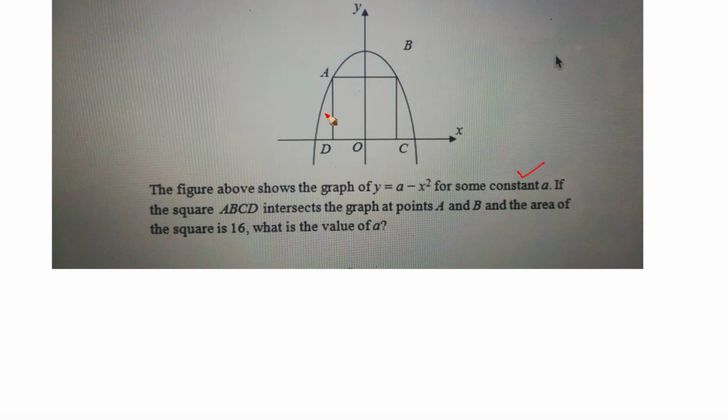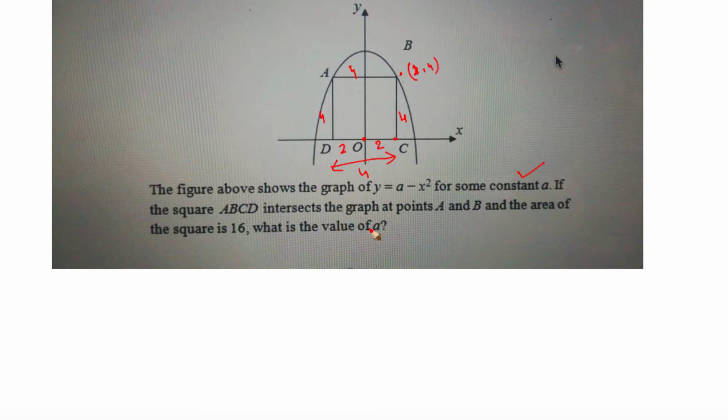So it means each side is 4, 4, 4, and also 4. Now he also mentioned this is the origin O. So it means this part is 2, this part is 2. So from 2 up to this point, the x value is 2 and the y value is 4. So we can say the point V is (2, 4).